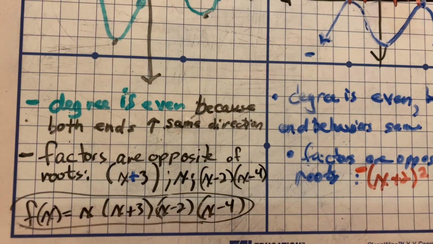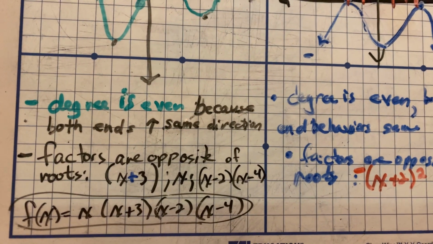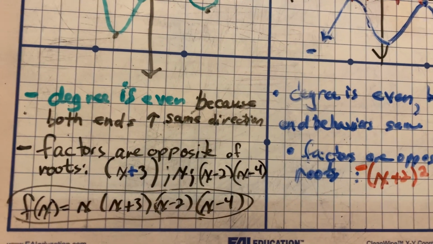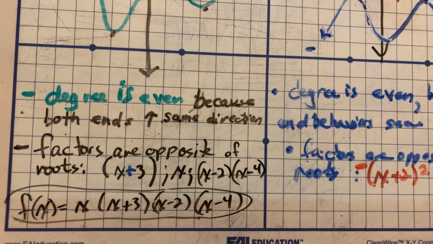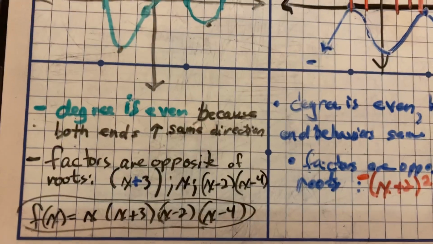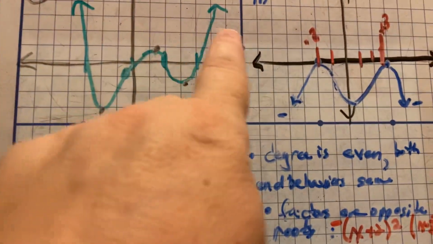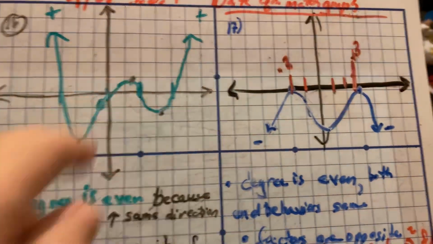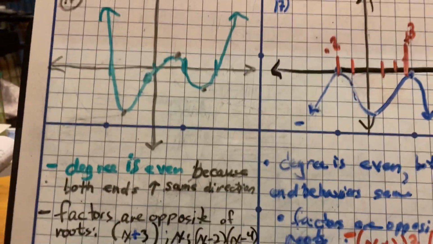And so my final answer is f of x is x times the quantity x plus 3 times the quantity x minus 2 times the quantity x minus 4. And again, how did I know that was positive and not negative? Both of my end behaviors are pointing towards positive infinity. All right, and here is my last one.